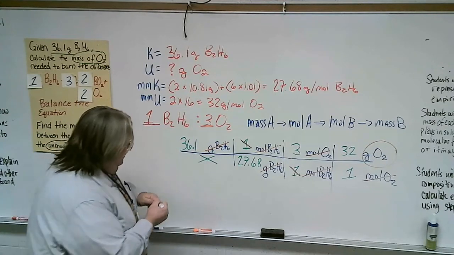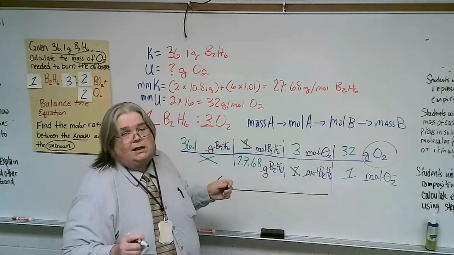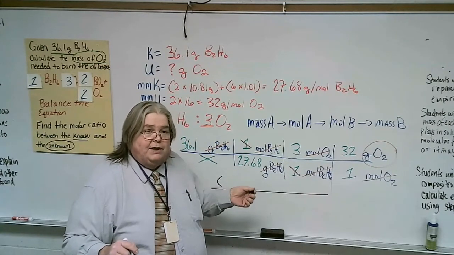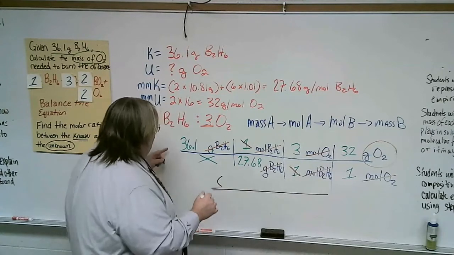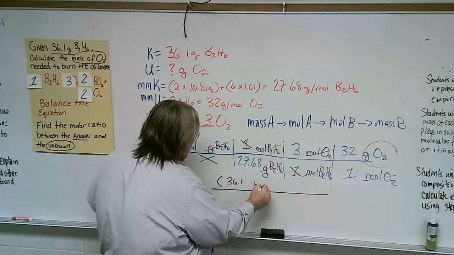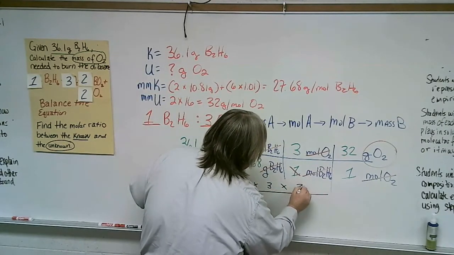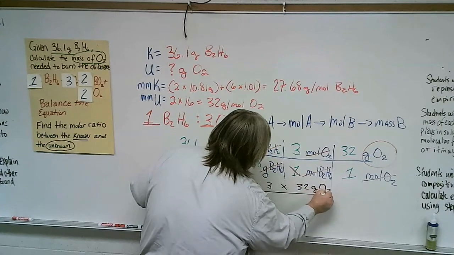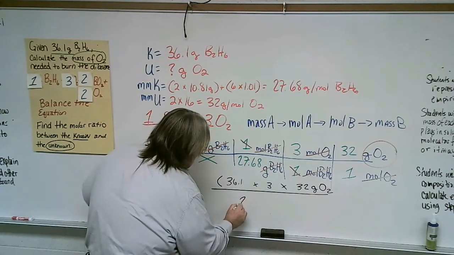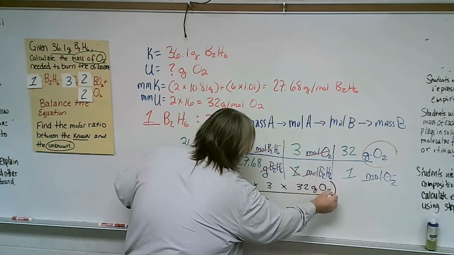Now it's time to do the math. Set up your bracket, open parentheses. Anytime you do math with a calculator and it's more than 1 step, use parentheses. You've got to remember order of operations. We're going to write down 36.1. We're multiplying because they're side by side, so we write down 3, then 32 grams of oxygen. Now down at the bottom, we have 27.68. And we need to close our parentheses.